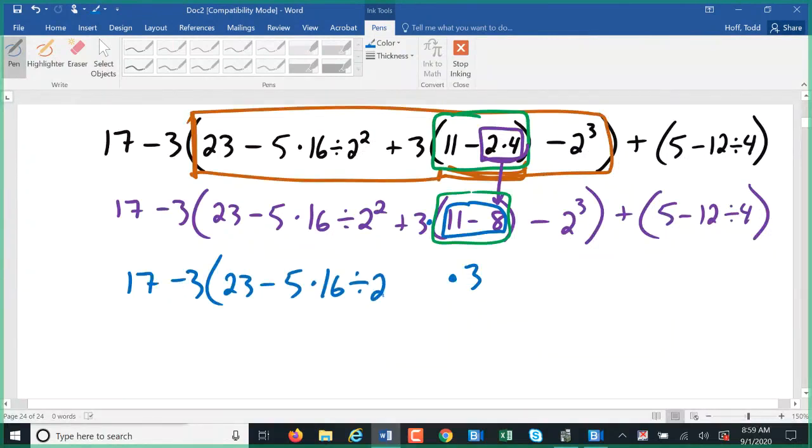Now, here's one to be very careful of. This 3 came from the 11 minus 8. This 3 here is still there. It is not gone yet. Make sure you don't confuse the two of them.